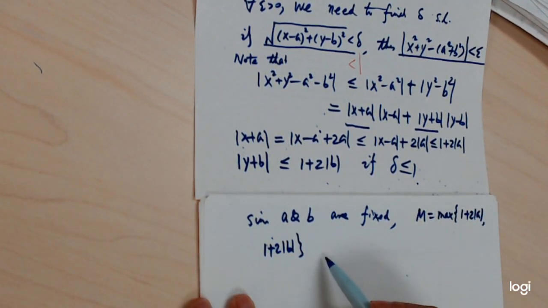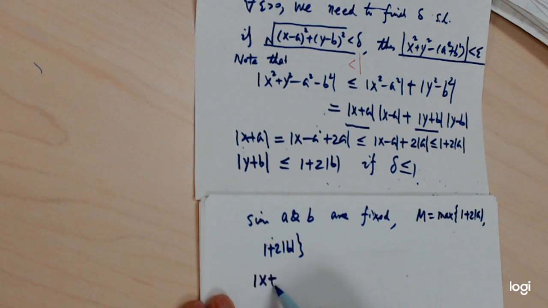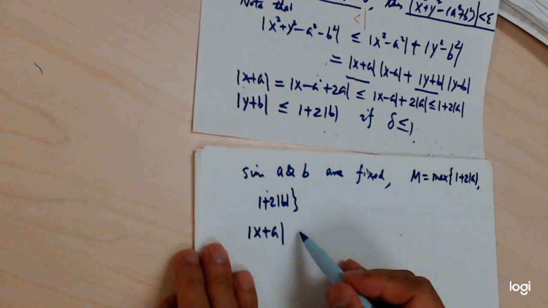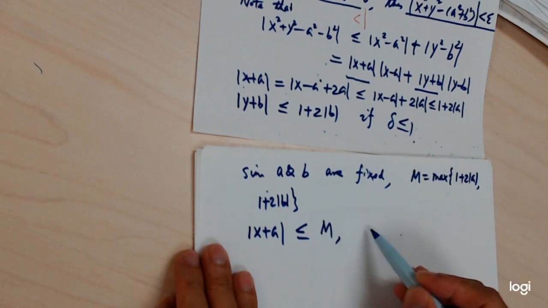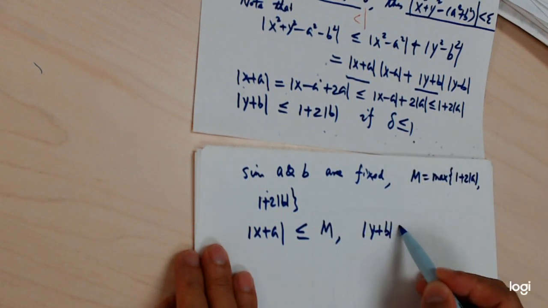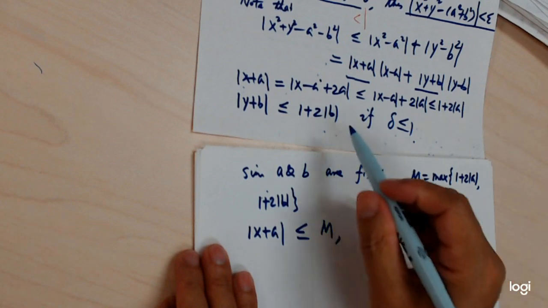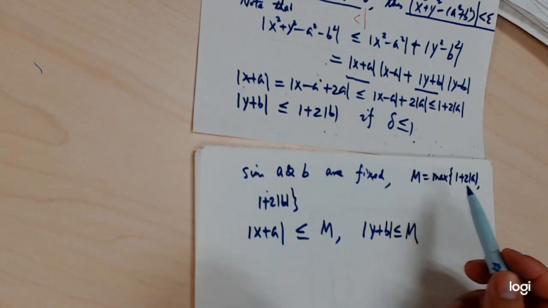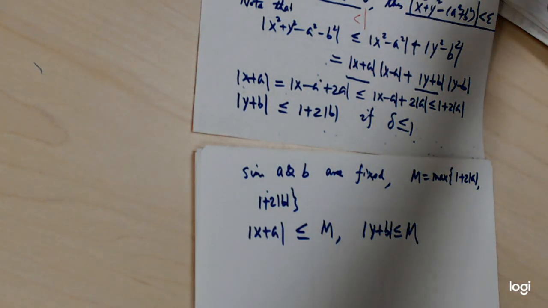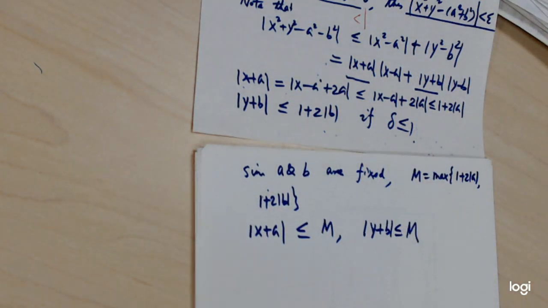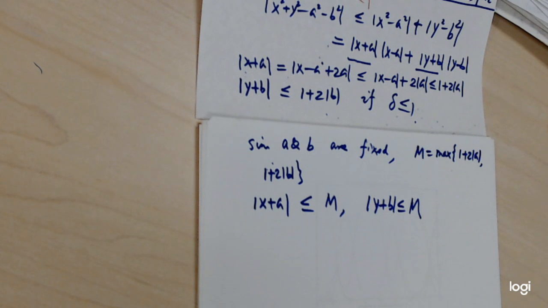Whichever that's big, we'll call this capital M. And in the end, I have x minus a is bounded by M. Y plus b is also bounded by M, because both of them are supposedly less than this number M. So now let's try to see what kind of choice we're going to make for delta.